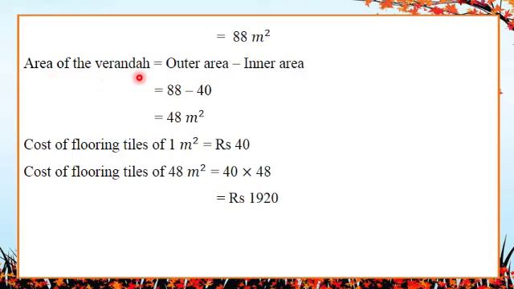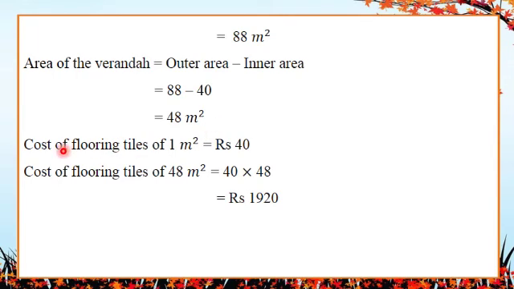Area of the veranda is equal to outer area minus inner area. Outer area just now we have calculated 88 meter square, and inner area is 40 meter square. After the subtraction I have 48 meter square.